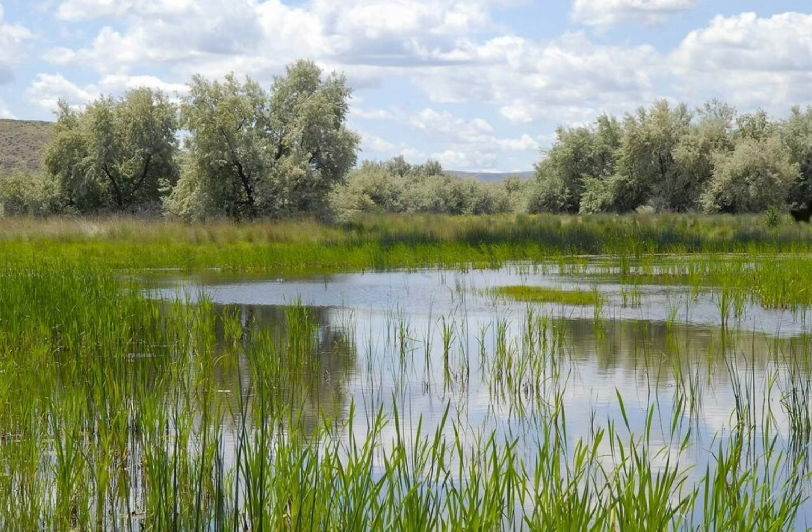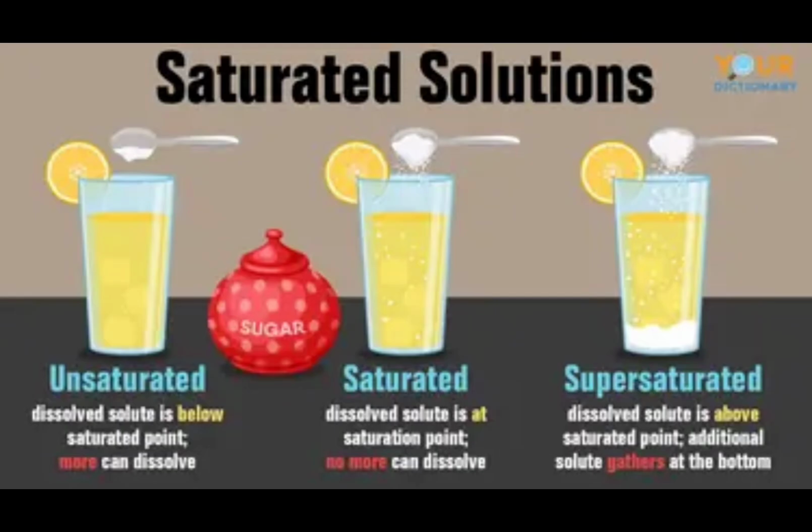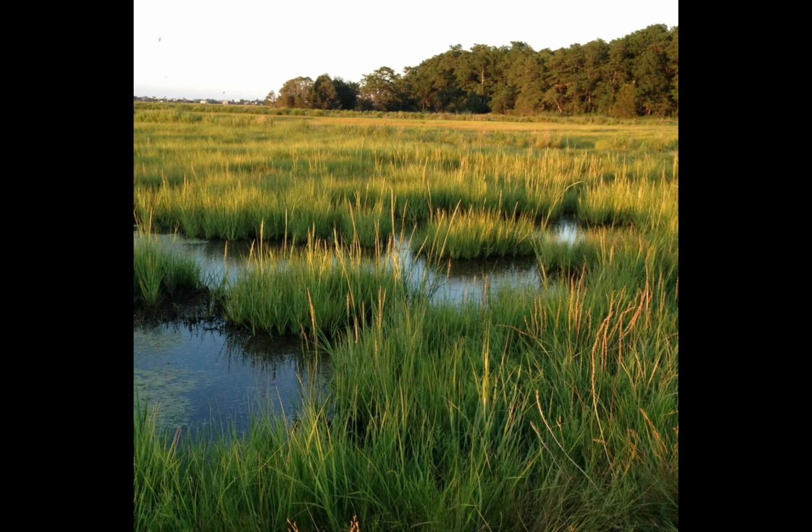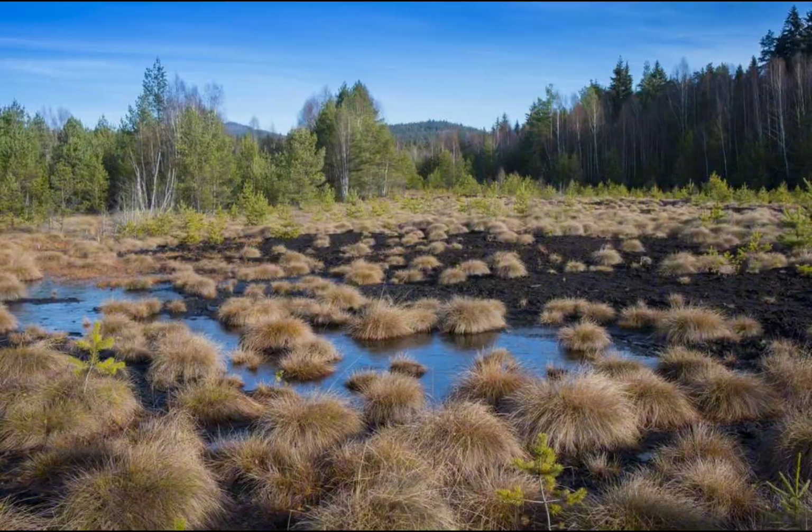This is a wetland. Wetlands are areas covered or saturated by water. The three main types of wetlands are marshes, swamps, and bogs.